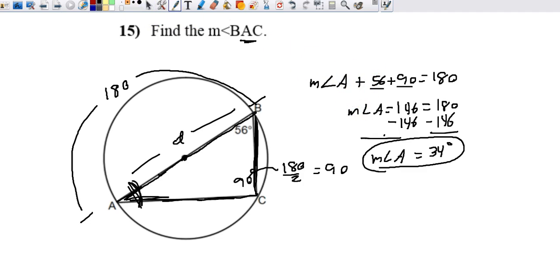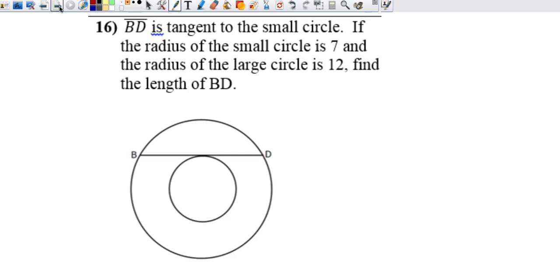Okay, question 16. Hey, it's the tangent one again. Remember the tangent, the small circle here is going to go right to the edge. That's going to be 7. The larger circle we're going to put right to one of those points. That's going to be 12. Our goal is to find this segment.